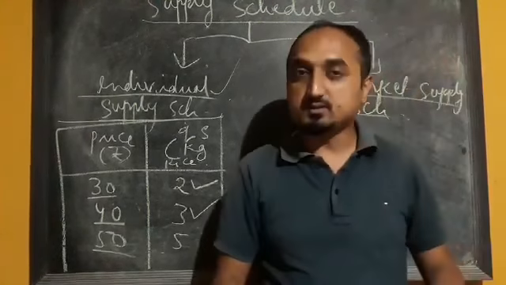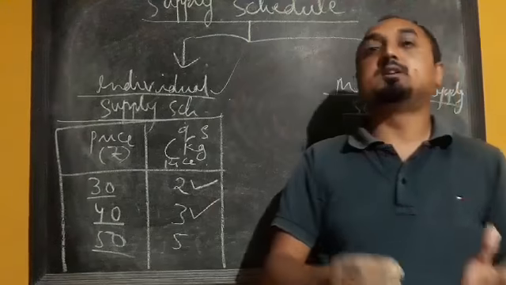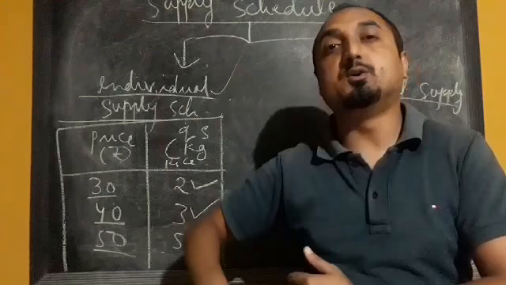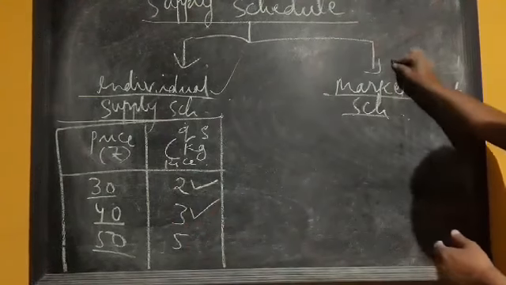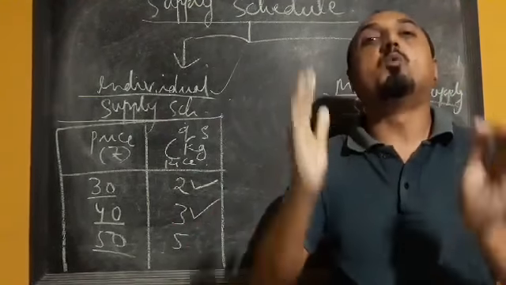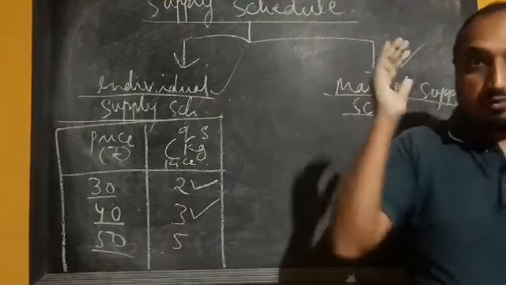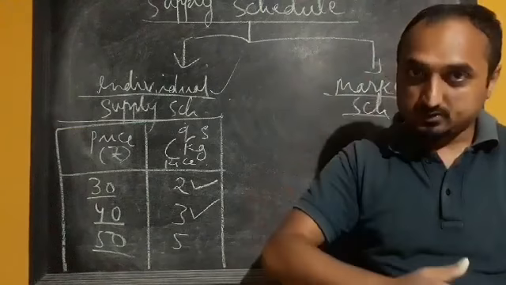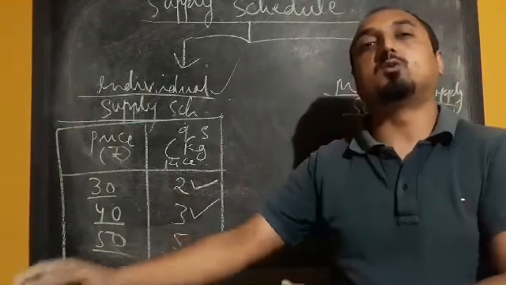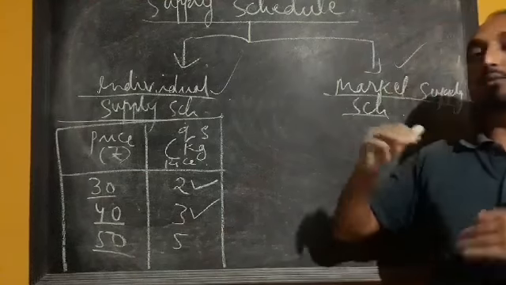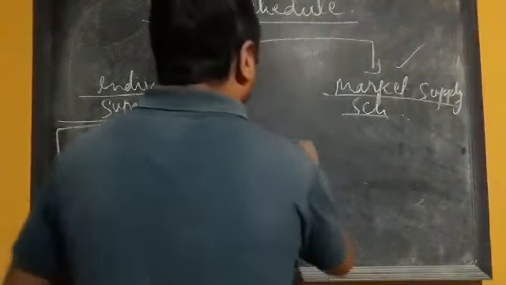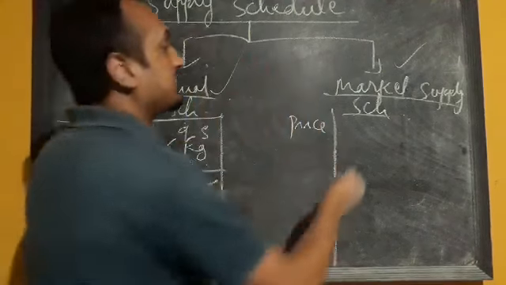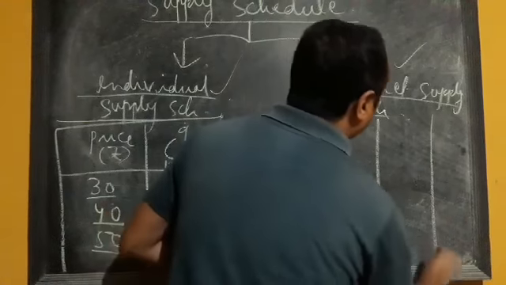Now I will explain the market supply schedule. The market supply schedule is also a tabular representation of the various quantities supplied by many producers. In the case of market supply, the number of producers will be more. So here it shows the various quantities supplied by different producers at different prices during a particular period of time. I will also explain this with one example. Market supply schedule is also a tabular representation.